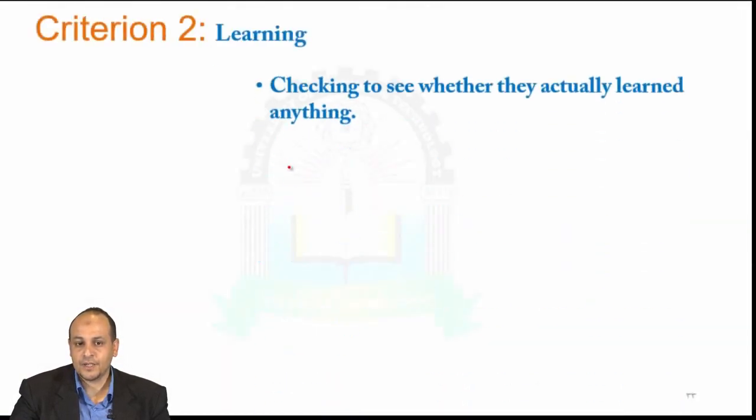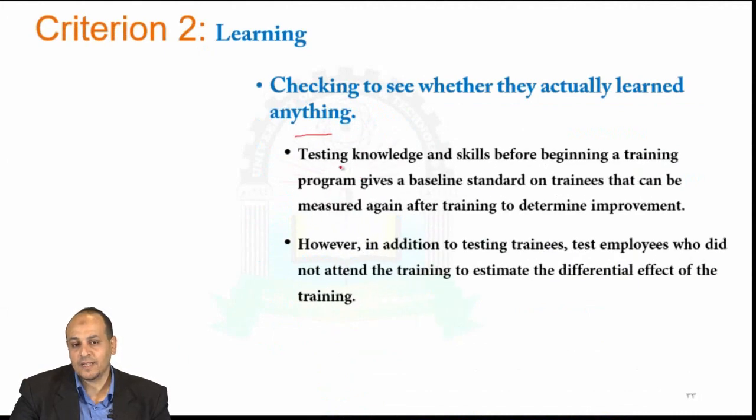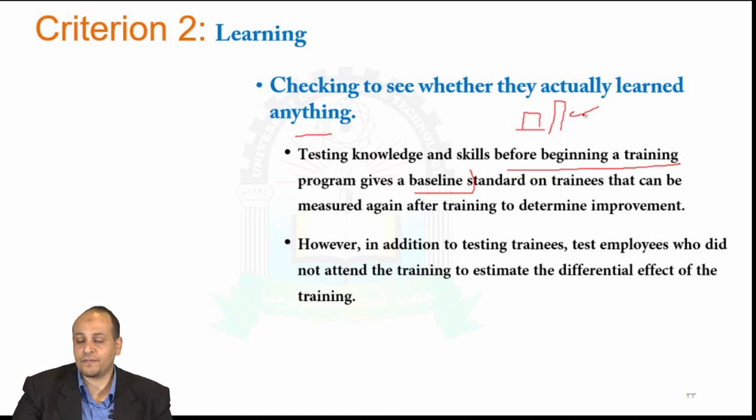Now learning, checking to see whether they actually learned anything. Testing knowledge and skills before beginning a training program gives a baseline standard on trainees that can later be measured again after training to determine improvement. Now you know the level is up to here before training, so this will be the standard by which you can evaluate the training if the output goes this way. By this you can say the effectiveness of the training is actually maintained.